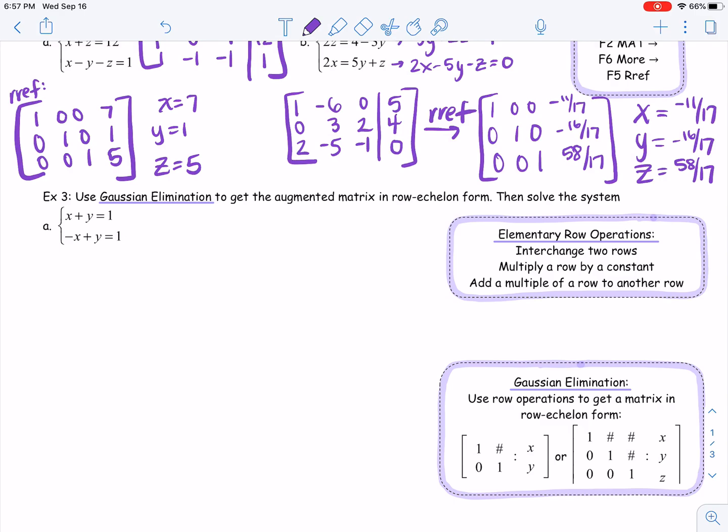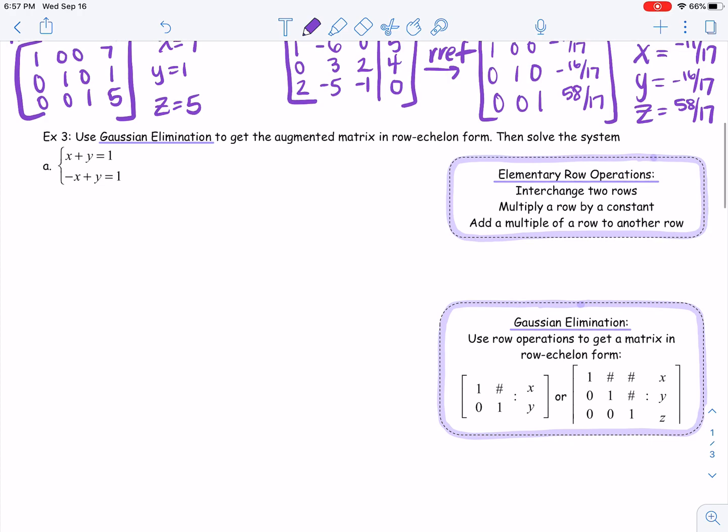So in this highlighted box, I'm giving you the elementary row operation. So these are the three things that we can do all the time to rows in the matrix. So one thing we can do is we can interchange two rows. So if I want to swap row 1 and 3 or row 2 and 1, I can do that.